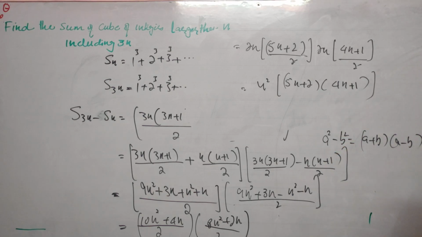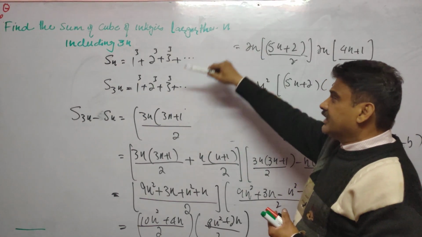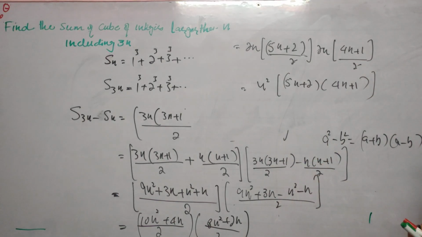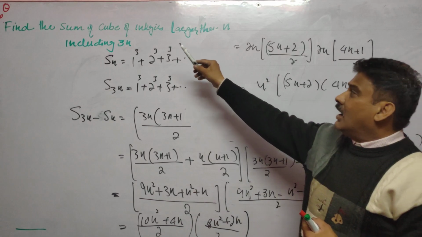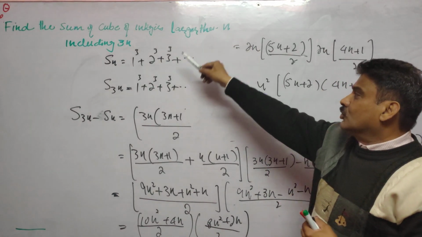This is the sum of cubes of integers which is larger than n including 3n. This is question 10. Sum of cubes of integers larger than n including 3n.